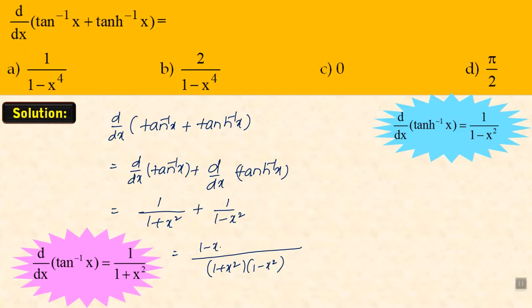Here 1 minus x square plus here 1 plus x square, that equals to, here plus x square minus x square get cancelled, 1 plus 1, that is 2, divided by, it is in the form of a plus b into a minus b. So it can be written as a square minus b square. Here a square, that is 1 square 1, minus b square, that is x square whole square, that is x power 4. Therefore, the answer is option B.